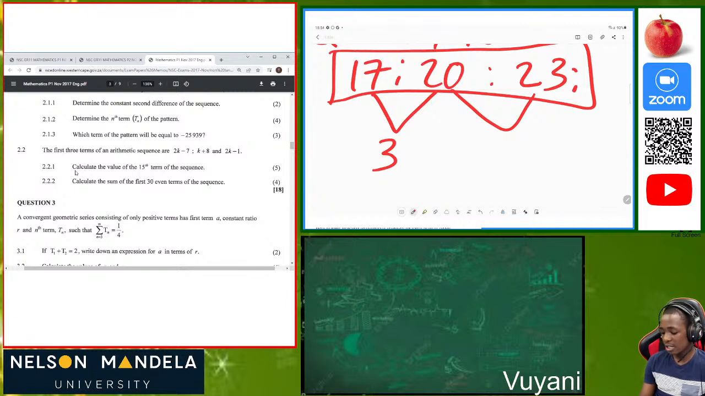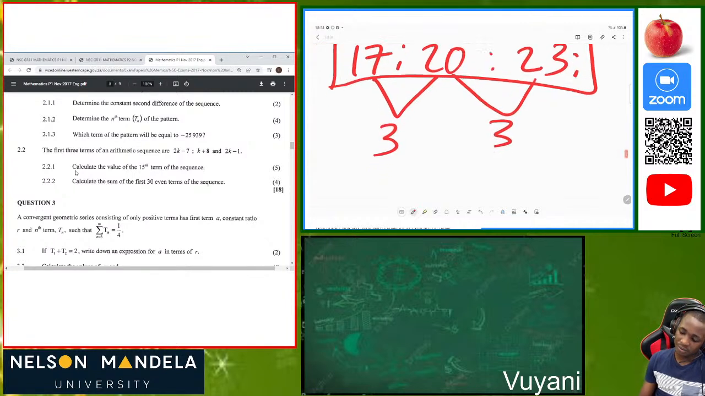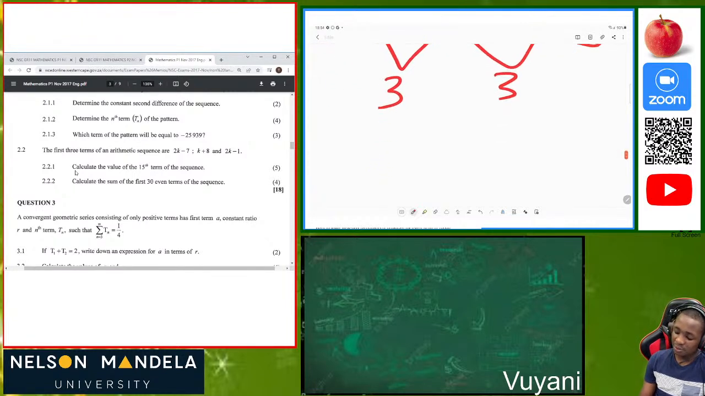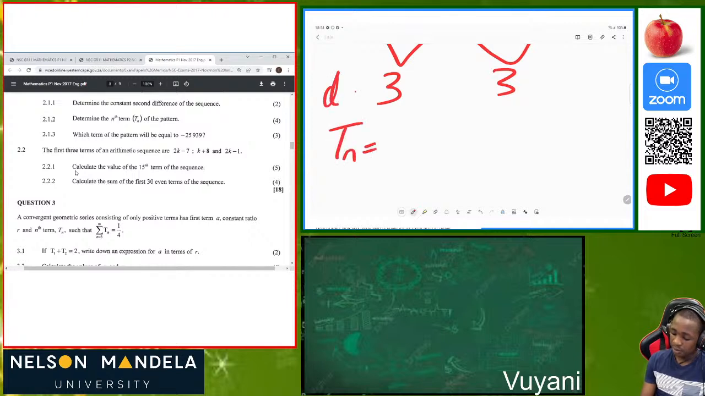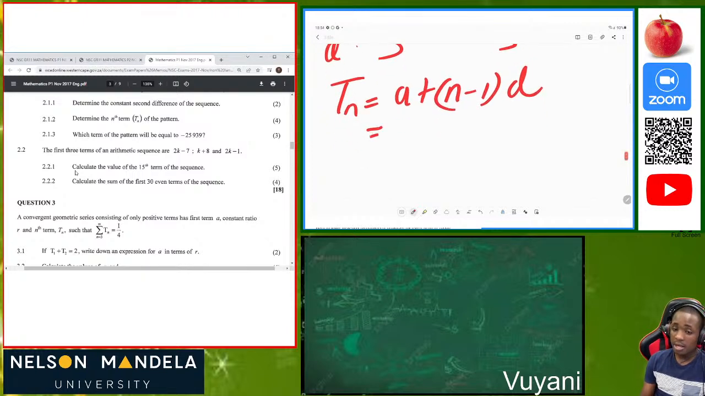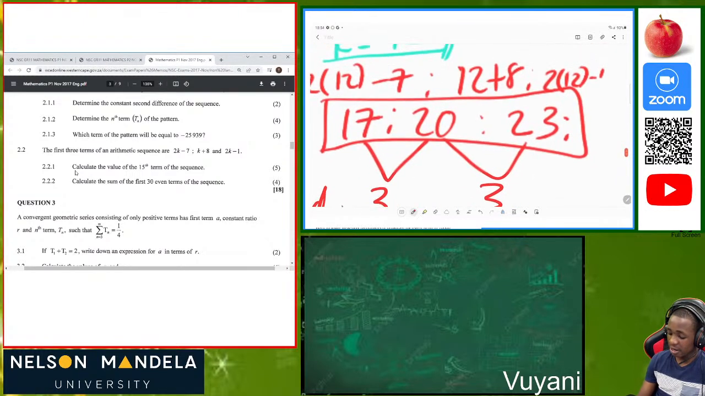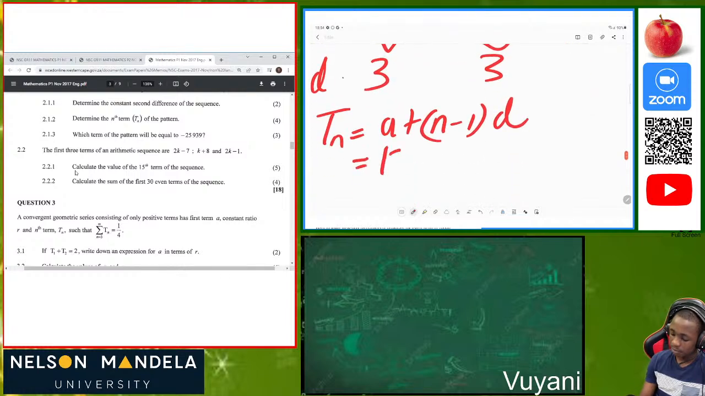Then 23 minus 20 is positive 3 as well. Okay, so after that, we know that this is our difference, and we know that Tn is equal to a plus n minus 1 times d. What is our a? Our a is the first term, and our first term is 17. Plus, what is our n? It's n minus 1, and our d is 3.